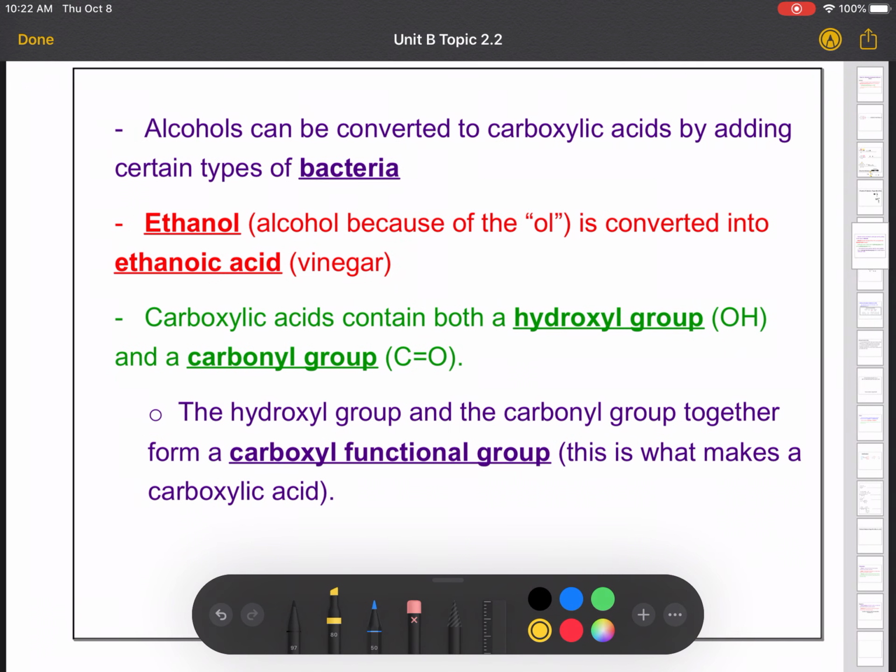Alcohols can be converted to carboxylic acids by adding certain types of bacteria. Ethanol, alcohol, because of the OL, is converted into ethanoic acid. Carboxylic acids contain both a hydroxyl group, which is their OH, and then also a carbonyl group, which is their C double bonded to an O. The hydroxyl group and the carbonyl group group together to form a carboxyl functional group. This is what makes our carboxylic acid.